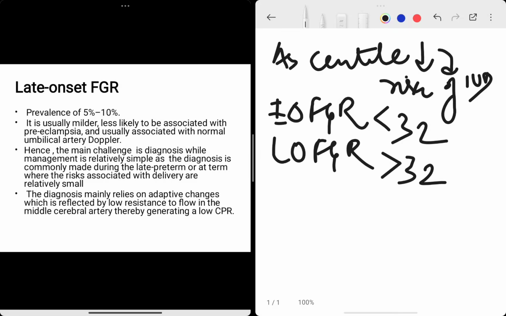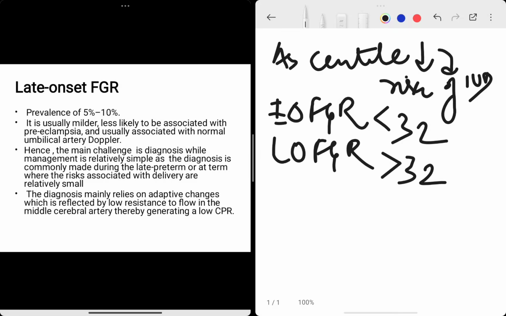Now for late onset FGR, the prevalence is 5 to 10%, meaning late onset FGR is more common. It is usually milder because the rest of the systems have already developed, and it is less associated with preeclampsia, and here the umbilical artery Doppler can be normal also.